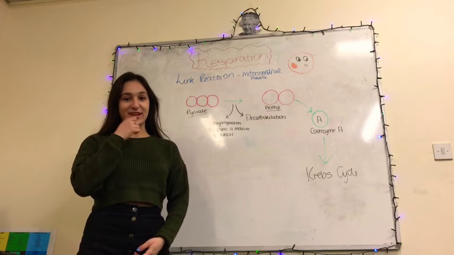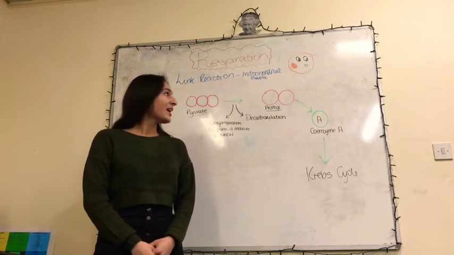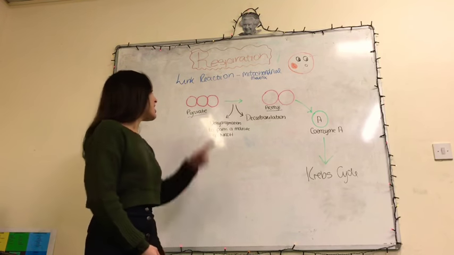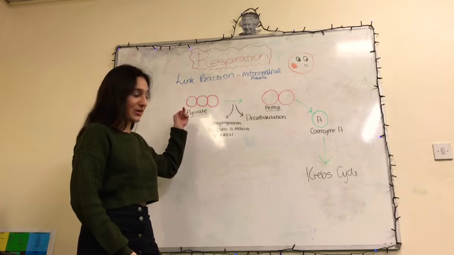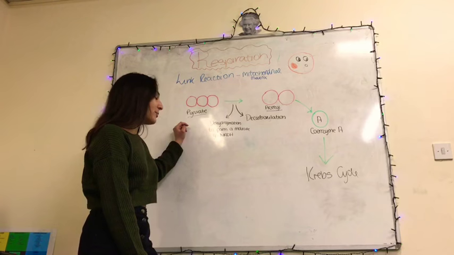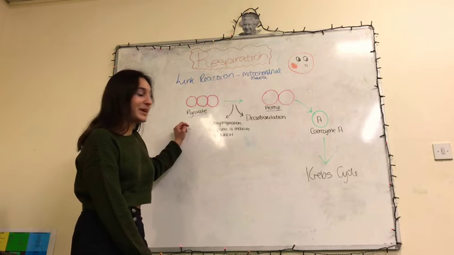So this is the link reaction, which is the next reaction after glycolysis. Glycolysis happened in the cytoplasm of the cell, but then pyruvate, which is the last product of glycolysis, is transported into the mitochondrial matrix using a specialised carrier molecule, but it requires ATP.